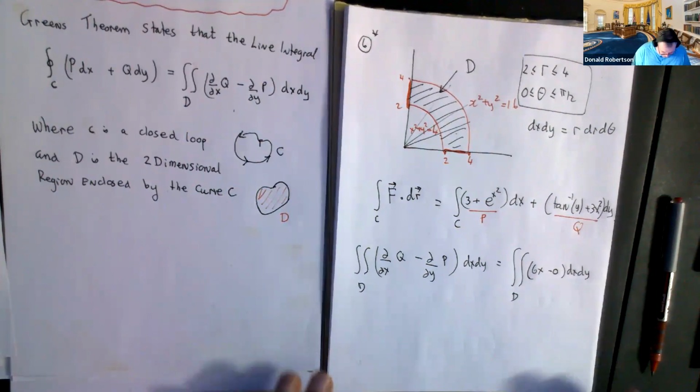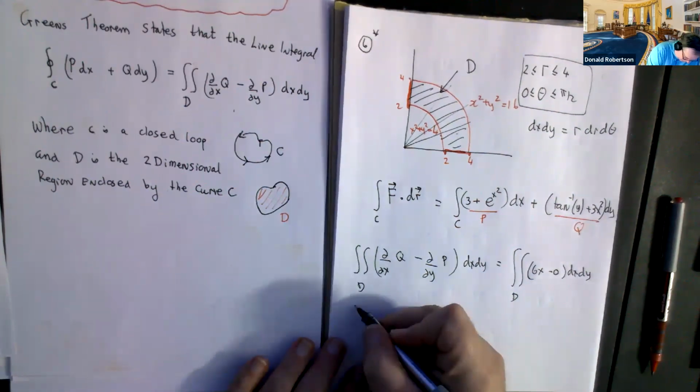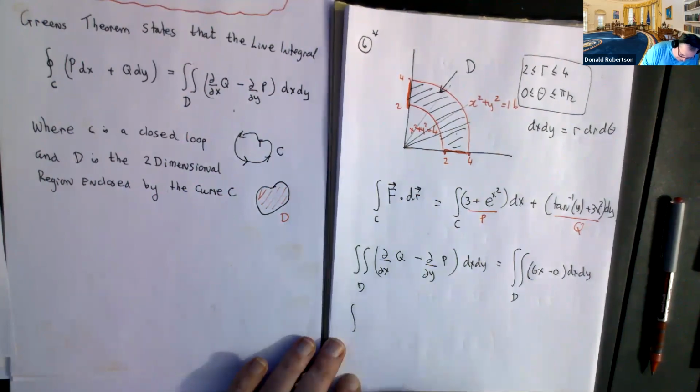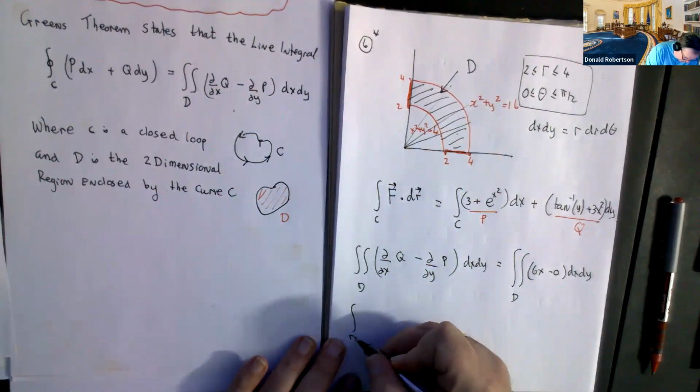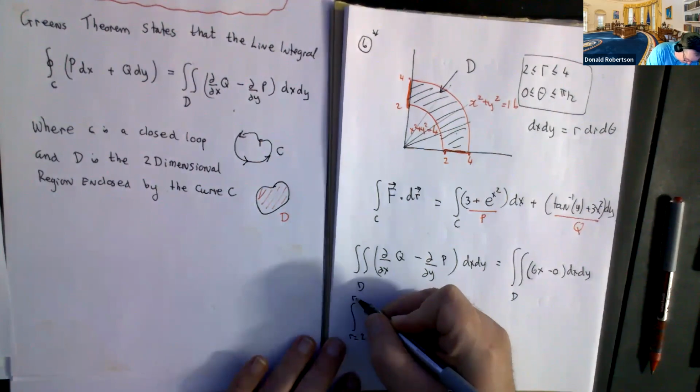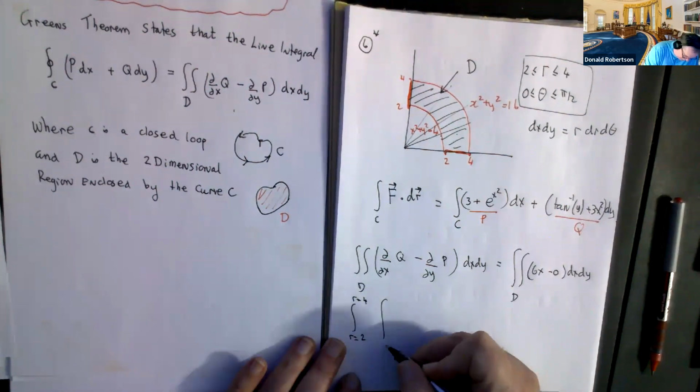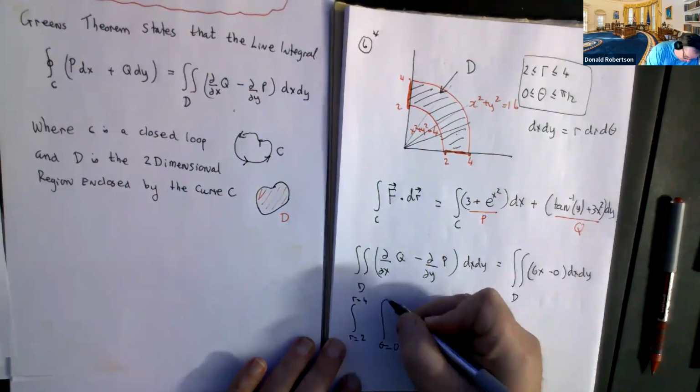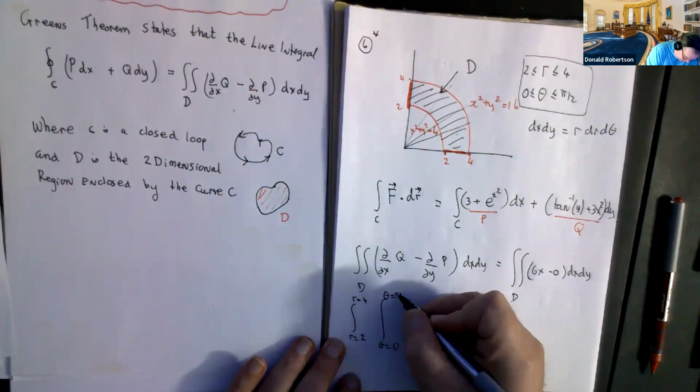Okay, let's start turning things into polar. It's going to be r equals 2 to r equals 4. It's going to be theta equals 0 to theta equals pi upon 2.